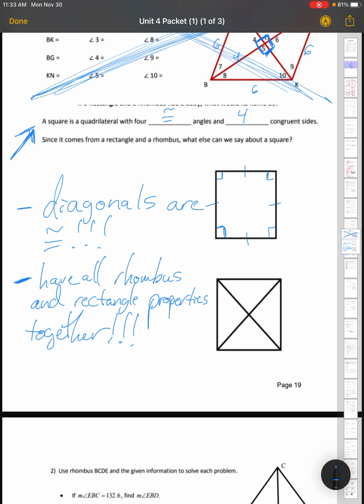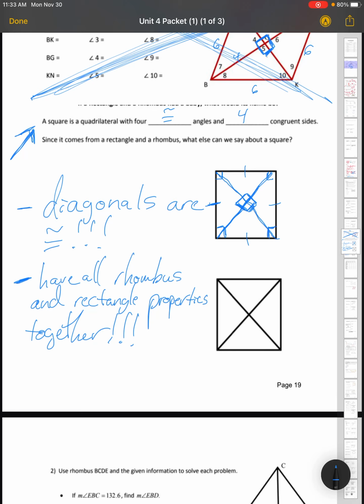Now, the way we know this is a square instead of a rhombus is the fact that the diagonals are now congruent. And that comes from the rectangle. So again, a square is a combination between a rectangle and a rhombus. From the rhombus, we had that these are perpendicular to each other. From the rectangle, we have the diagonals being congruent. And again, it has all the rhombus properties.